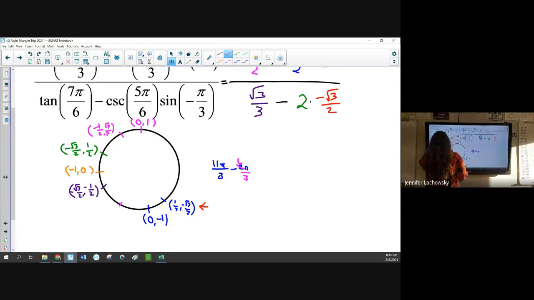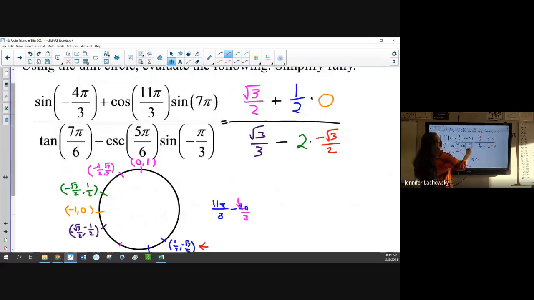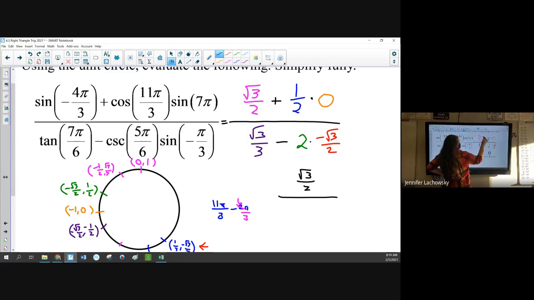Okay, so now we need to simplify this expression. In the numerator, we're just left with what? I'm going to go with square root of 3 over 2. And what happens on the right side of the denominator? What happens to the 2's? Cancel out. And then a negative times a negative? So I've got square root of 3 over 3 plus the square root of 3.